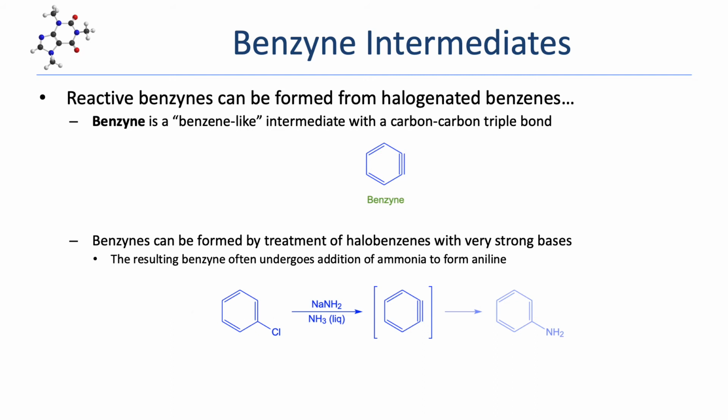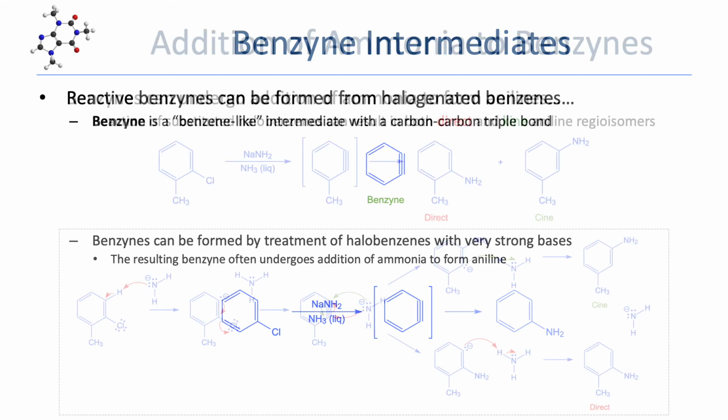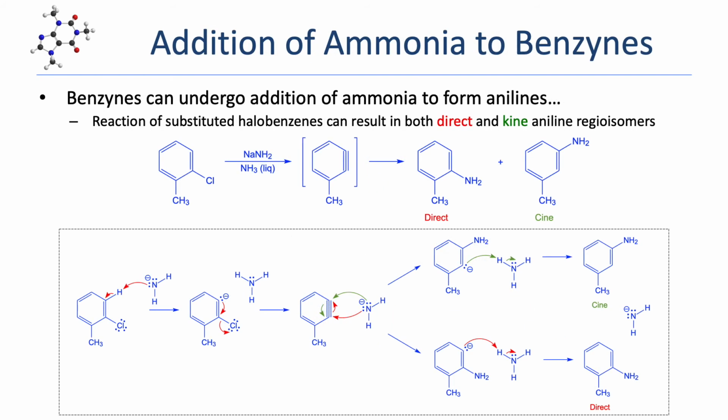In the absence of any other reagents, the initially formed benzyne intermediate often undergoes an addition reaction with ammonia to give an aniline. The addition of ammonia to benzynes can be a synthetically useful route to substituted anilines. In this example, 2-chlorotoluene is treated with sodium amide in liquid ammonia to give a benzyne intermediate. The presence of the methyl group in this intermediate desymmetrizes the triple bond. Ammonia can now be added across the pi bond to give two different regioisomers. The two products are referred to as the direct and kyne regioisomers.